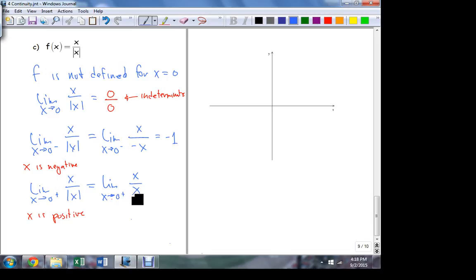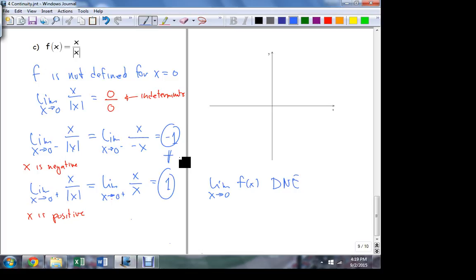That's the difference. On the left-hand side of 0, for the negative numbers, the absolute value does one thing. To the right of 0, for the positive numbers, it does something else. Assuming x is not 0, how does that simplify? 1. Okay, so what do I say about the limit as x approaches 0 as a whole? Doesn't exist. Same reason. Left and right, not the same.